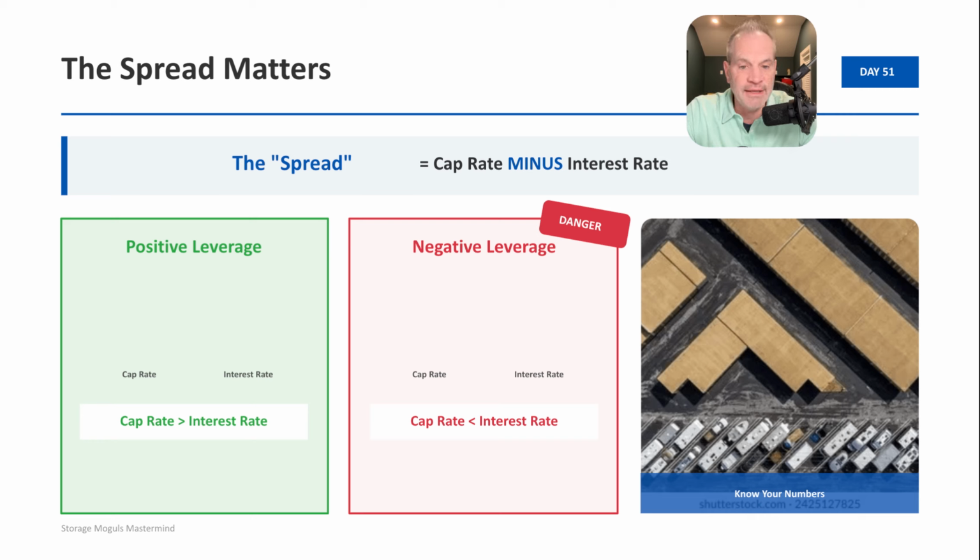Conversely, a negative spread, also known as negative leverage, is where your cap rate is lower than your interest rate. This is a dangerous situation. That means you're paying more in interest than the property is even earning relative to its value. Always know your numbers and ensure you have a healthy positive spread. This concept is fundamental to profitable real estate investing.